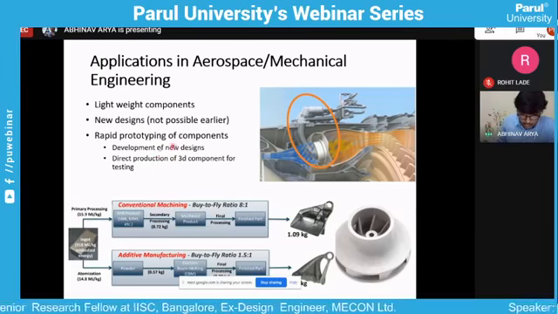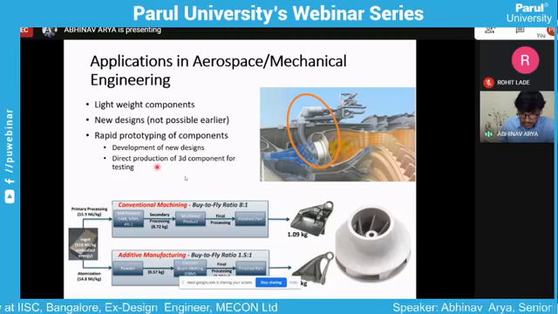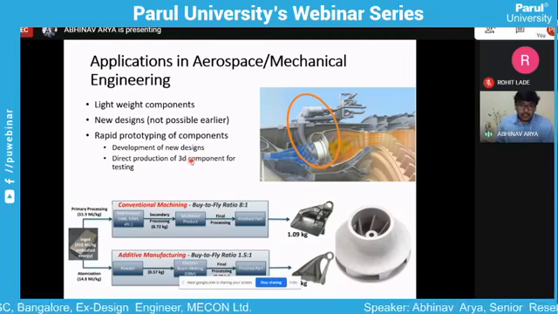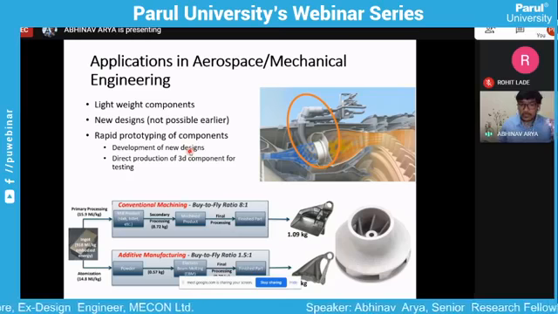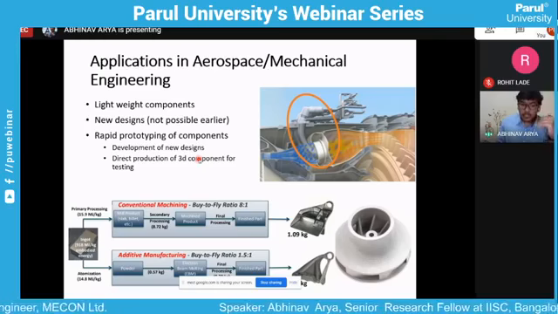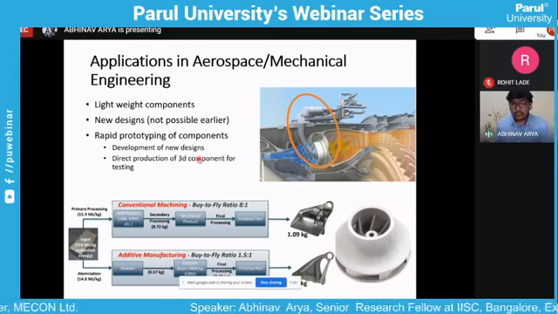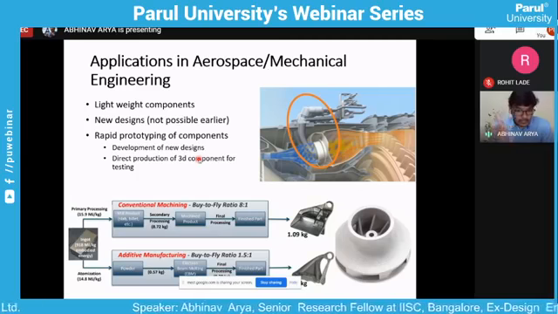And using this 3D printing, prototyping becomes very easy. This is a component that has been made using 3D printing, and this reduces the cost of prototyping. Some case studies have shown that the cost of prototyping in the aerospace industry using additive manufacturing has gone down by 90%. Because it is very easy, there are no time delays.